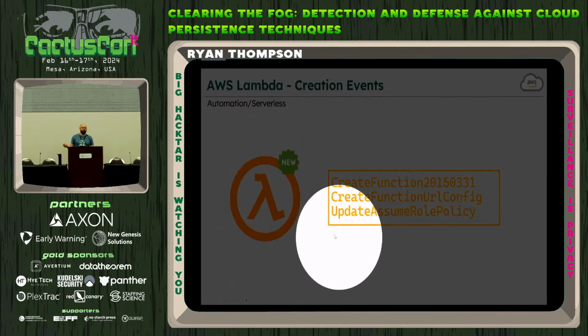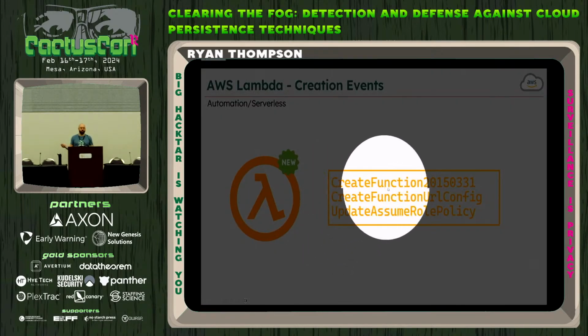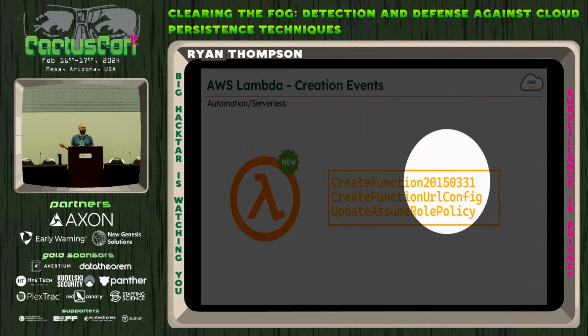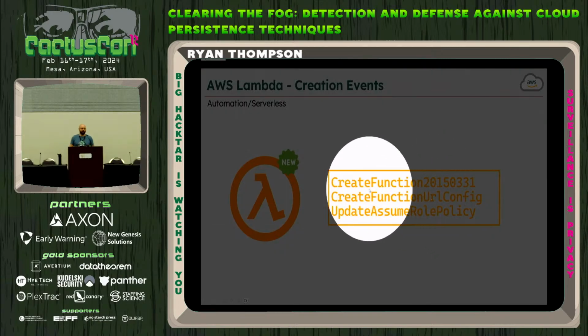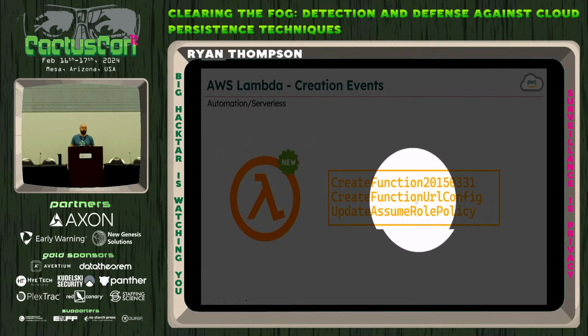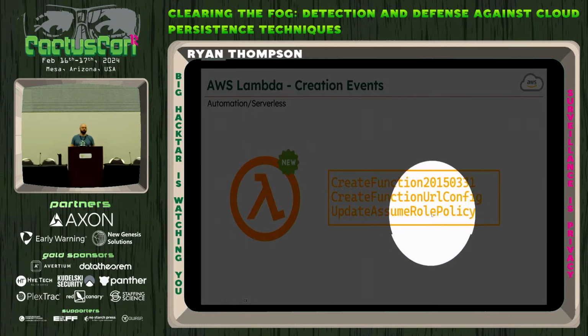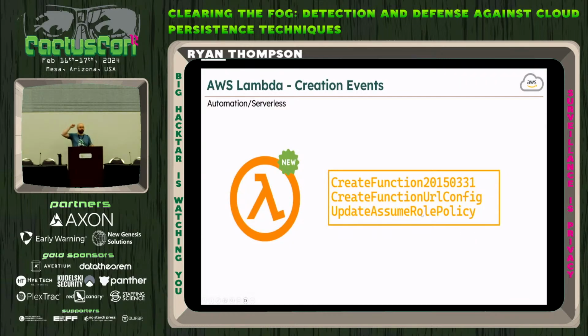Here are the API calls required to build something like this. You need to create a function. The 2015 tag on here is a little odd. That's just the version of Lambda or the version of the API call that's being run. I assume that they really had an idea they were going to update it more often than this, but this is kind of where we're at. We do create the URL config, or the function URL, and then we update the assume role policy, right? We have to put a hat on that Lambda function. We have to put the permissions on that function to be able to do whatever we've designed it to do. In this case, list users, list keys, and create keys.